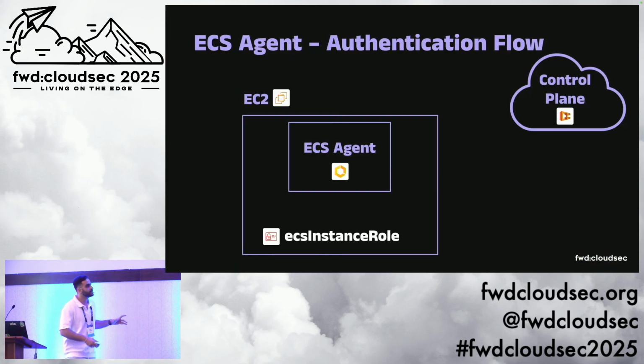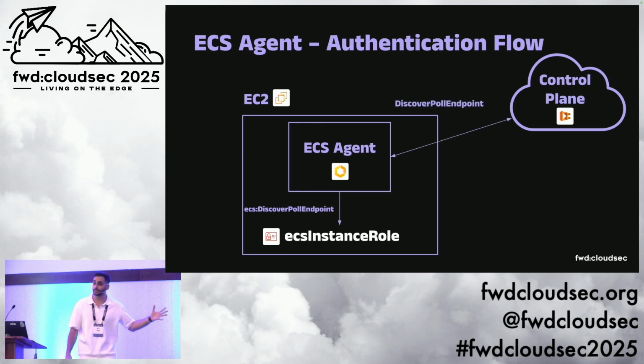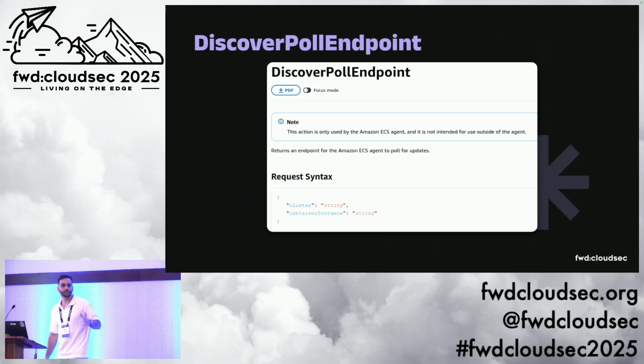Now I'm going to show you how the ECS agent itself authenticates to the AWS control plane. The first thing it does is use the instance role, specifically the DiscoverPollEndpoint permission that I mentioned earlier. It calls an API called, surprisingly, DiscoverPollEndpoint. This API returns a specific URL. I searched online for this specific API, and I found AWS documentation stating that it should not be used outside of the ECS agent, which of course only made me more interested. I really wanted to know what's going on in there.